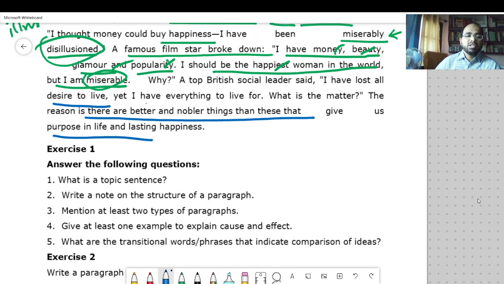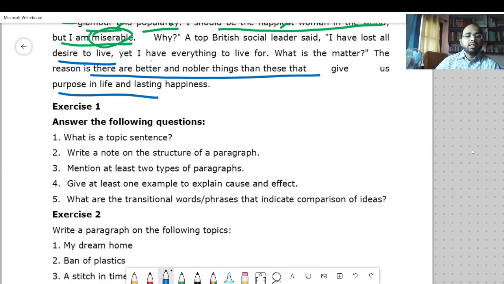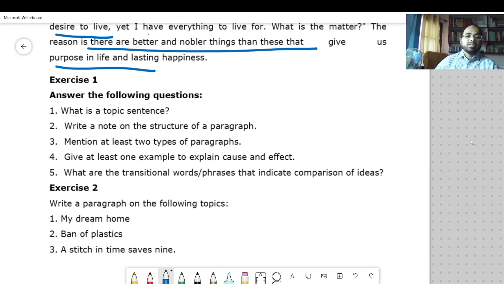What are the following questions? What is the topic sentence? Write a note on the structure of the paragraphs. So what is a topic sentence? It should have some topic there. The name itself says. Structure of the paragraph, I told you it should have some reason, cause and all those things. Mention at least two types of paragraphs.